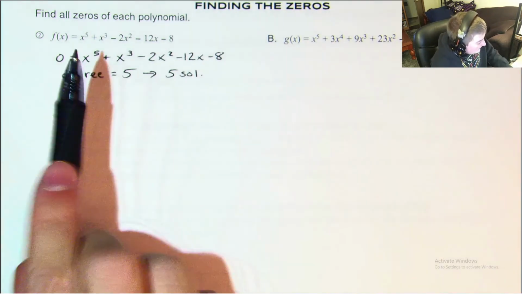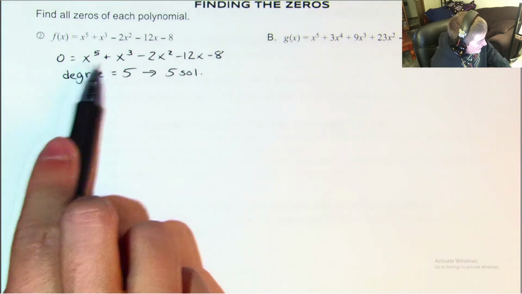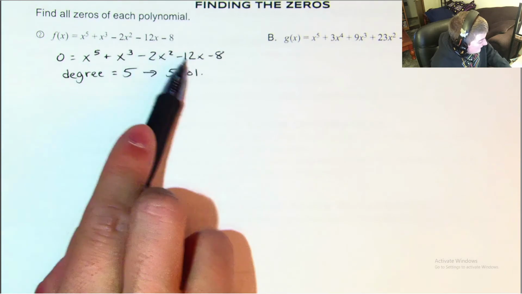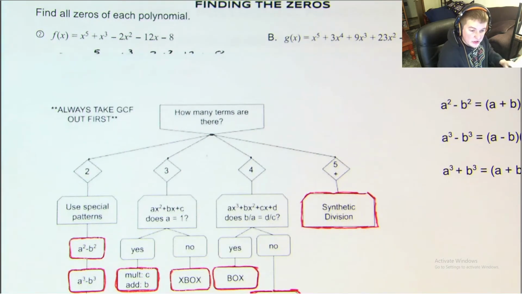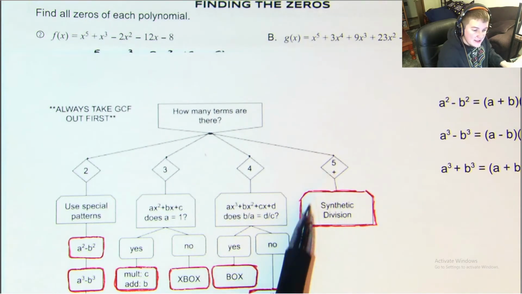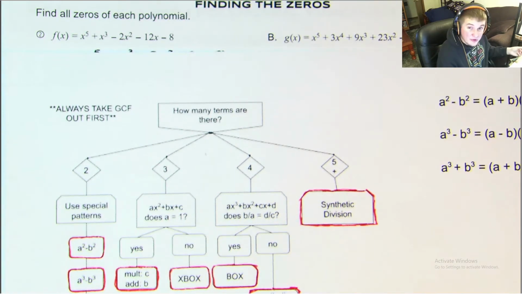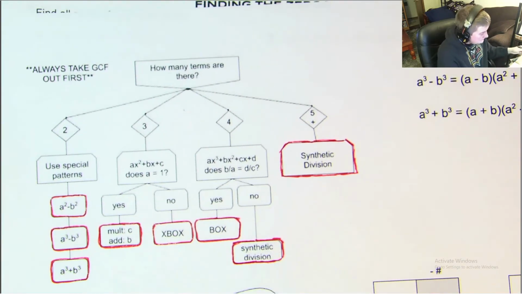Okay, greatest common factor. Looks to me that I don't have any. So now I have 5 terms. This is our first 5-term one. So how many terms are there? There are 5 or more terms. Anytime there's 5 or more terms, there's not really a nice gimmicky way to get through it. We just have to use synthetic division.